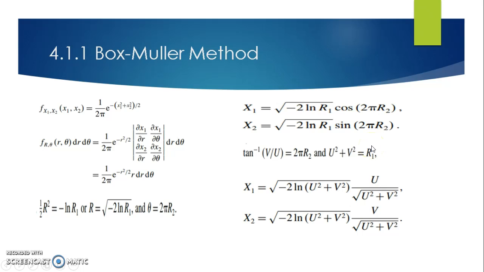So they see a relationship of not only tan of v divided by u is equal to 2 pi r2, which can be seen right here in these equations. They also see that u squared plus v squared is equal to r1 right here. So from these two, they basically just plug them in and do some simple algebra, and they get these two easier forms to plug values in. So you randomly generate a u, you randomly generate a v, you plug them in, and you get an x1 or x2 that you output from it.